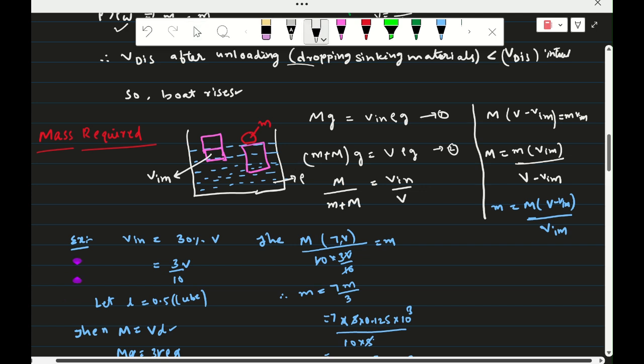For example, initially some volume of the body is immersed in the water. Initially, let the total length be equal to L.